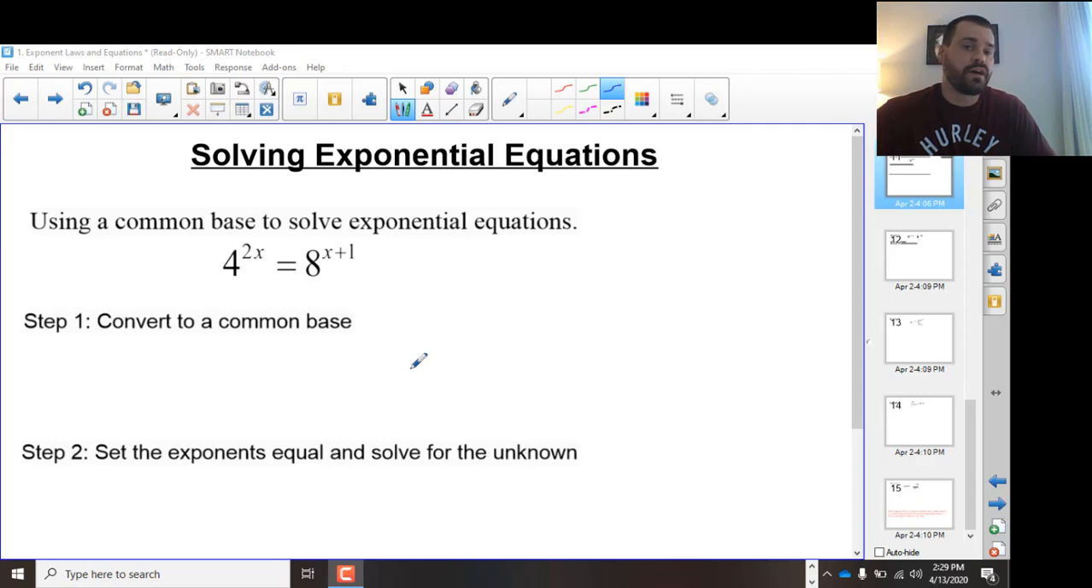And then if you can't use a common base, we'll talk about that after we talk about logarithms, because that's the other method. But the method that we're going to use, if we can, because it's simpler, is to solve exponential equations by converting to a common base. So what do we mean by that?